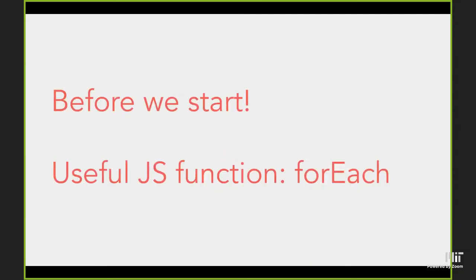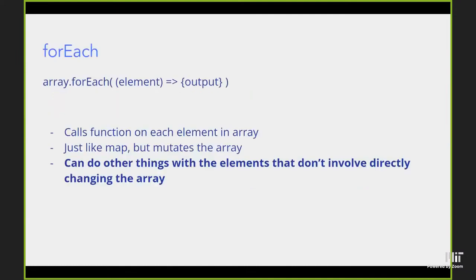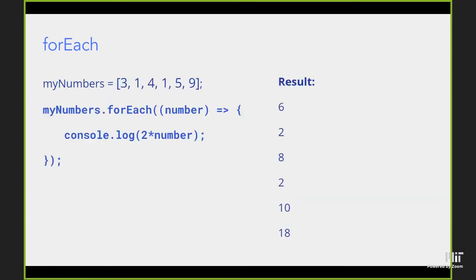And one last thing before we start, there's a very useful JavaScript function called forEach. What it does is it takes an array, and then you use some array dot forEach, you pass it a callback function that takes an element and does something with it. It's very similar to map, which we use in Catbook, but you can use it to mutate the array itself. You can also do things with the elements that don't involve mutating the array or changing anything. I'll show you a quick example.